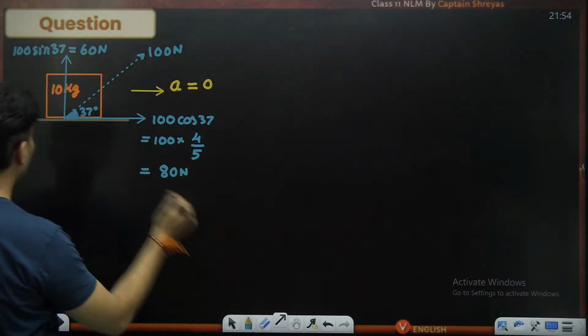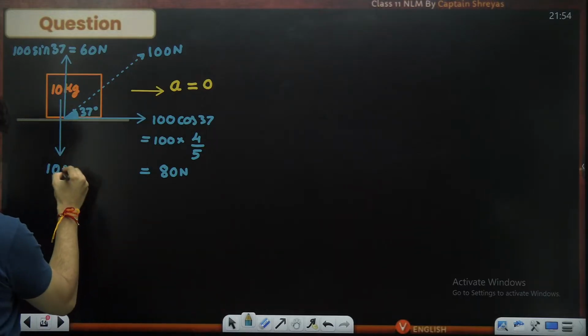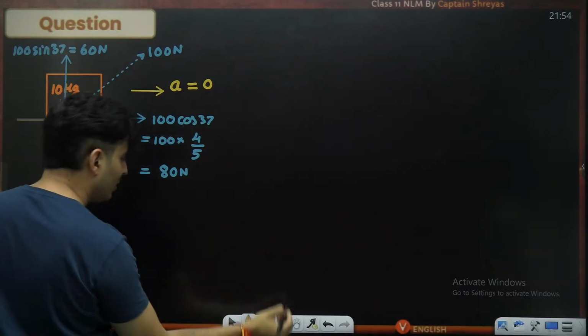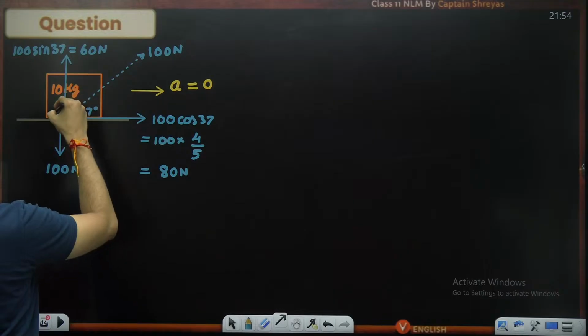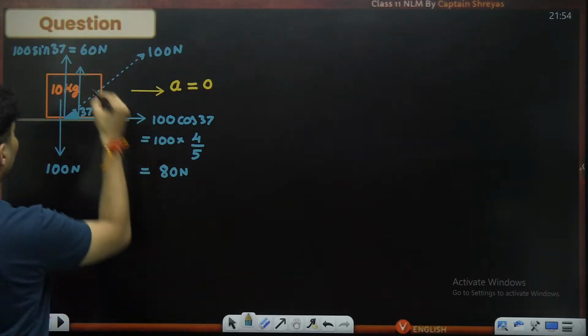But of course, there are more forces over here. The 10 kg mass is there, so 100 Newton weight is there. And do not forget the normal force. A lot of people I've seen forget the normal force over here. So do not forget the normal force also.